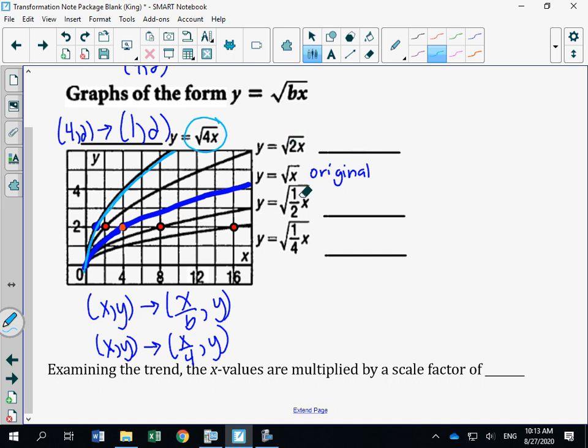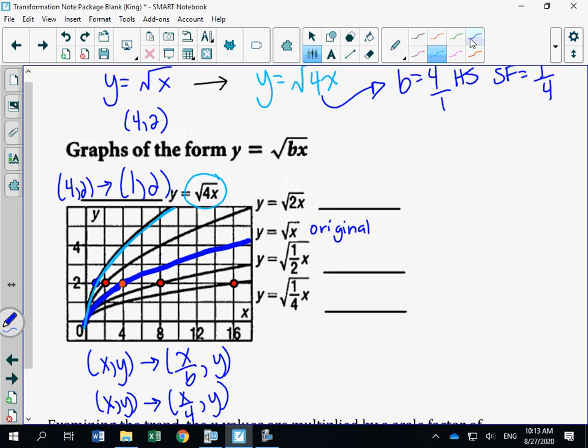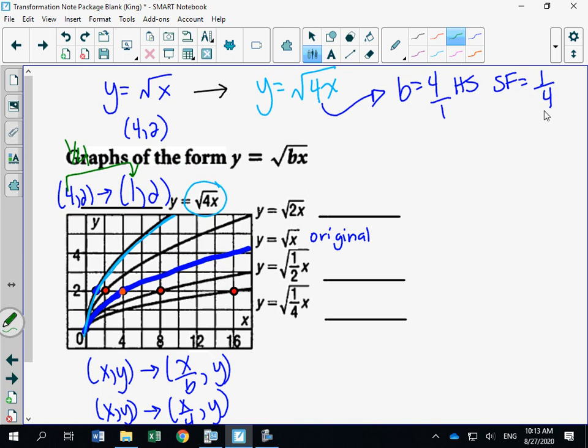Let's look at what happens. Oh, and if you want to write this, what's happening here is our x value is going from 4 to 1. We're essentially multiplying our x values by the stretch factor, which is 1/4. You're multiplying your x value by the stretch factor.